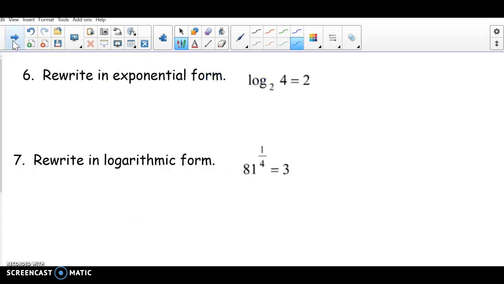Rewrite in exponential form. Remember, your base is always your base, so you have 2, and then whatever it's set equal to is equal to 4. And remember, these are always true statements, so 2 squared is 4. Base is always going to be your base. So for this one, 81, you're writing in logarithmic form, so you're going to have log base 81. All right, so if you're reversing it, remember the number that was outside is your exponent. So log base 81 of 3 is equal to 1/4.